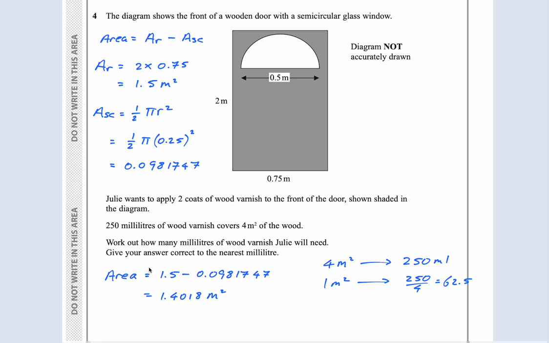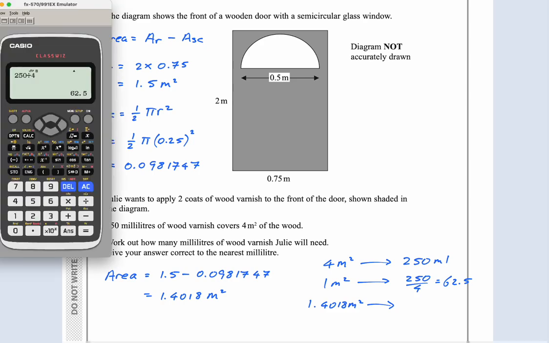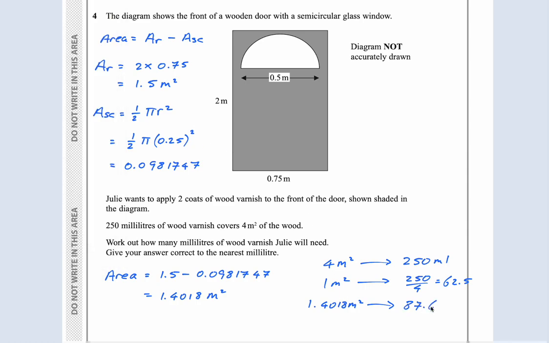And then the area that I want is going to be this times this. So 1.4018 meters squared is this times 1.4018, which gives me 87.6125. Now be careful, guys, because this is a slight trick or mean thing for the examiner to do.